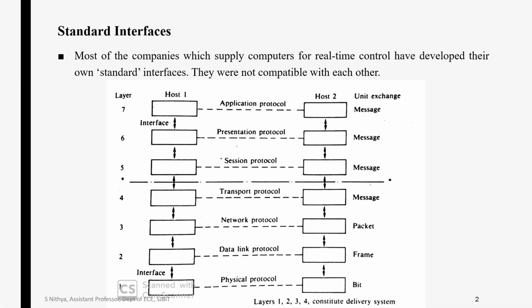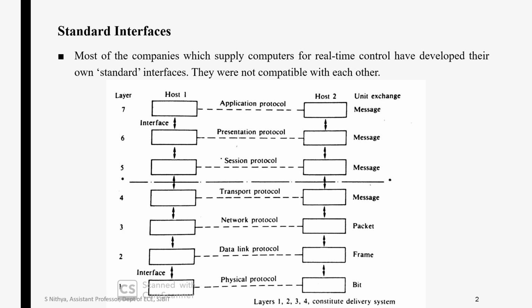So in most of the common companies, interfacing is very difficult. Interfacing from one to another is a difficult one. Why is it difficult? It is because the operating frequency differs from one to another. That's why all the vendors who supply computers for real-time control have developed their own standard interfaces, which are not compatible with each other.